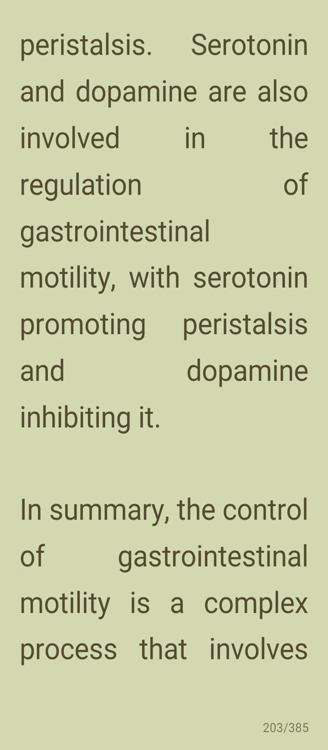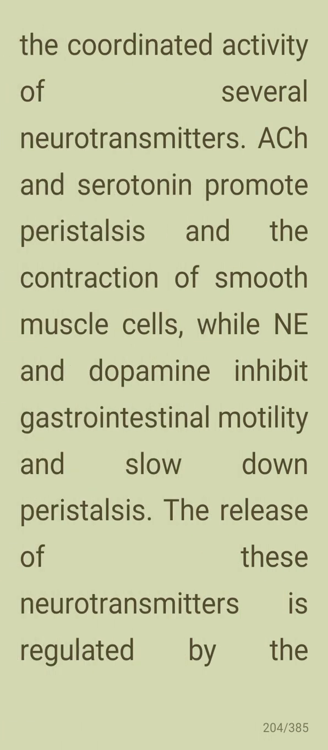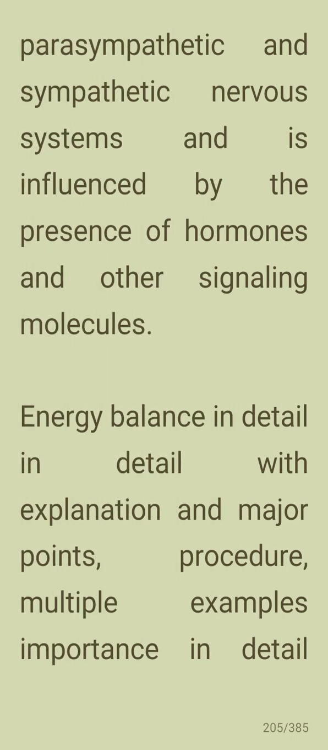So in summary, the control of gastrointestinal motility is a complex process that involves the coordinated activity of several neurotransmitters. ACH and serotonin promote peristalsis and the contraction of smooth muscle cells, while NE and dopamine inhibit gastrointestinal motility and slow down peristalsis. The release of these neurotransmitters is regulated by the parasympathetic and sympathetic nervous system and is influenced by the presence of hormones and other signaling molecules.